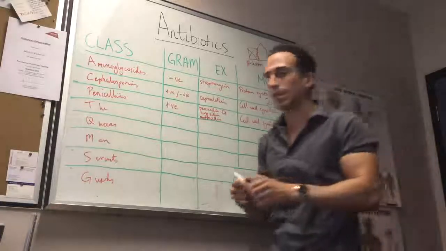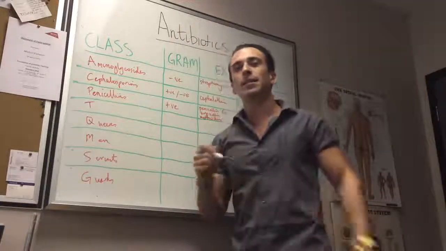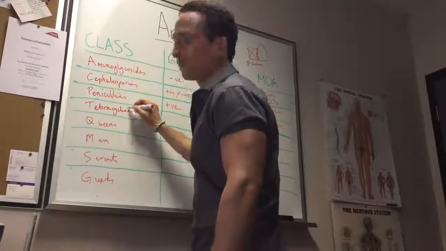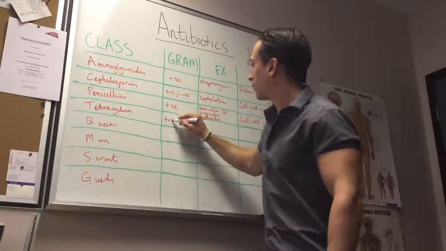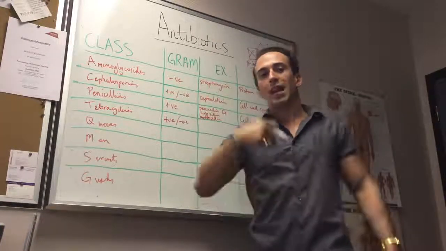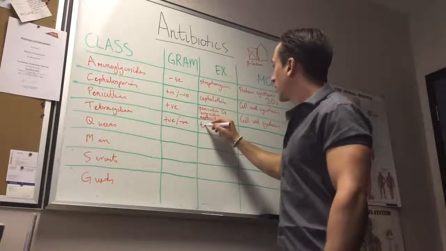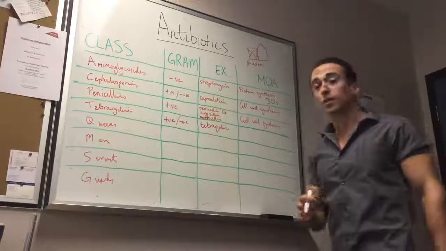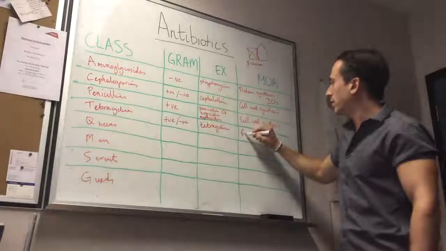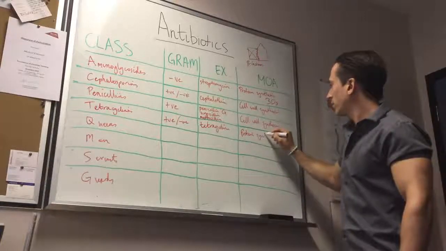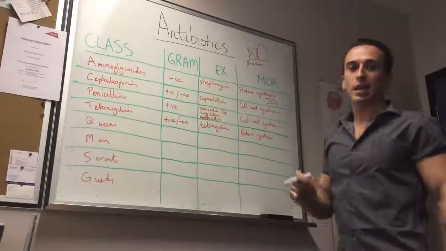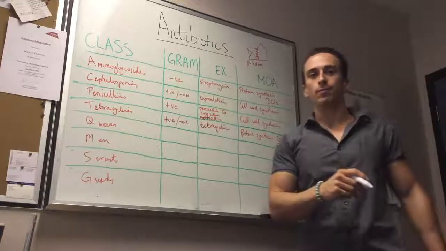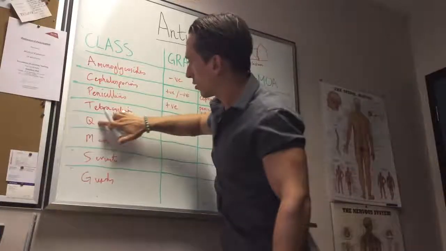All right, let's move on to T. T are the tetracyclines. The tetracyclines can affect both gram-positive and gram-negative bacteria. An example of a tetracycline is tetracycline itself. The mechanism of action for tetracycline, again, is that it inhibits protein synthesis. And what subunit does it specifically affect? Again, the 30S subunit.